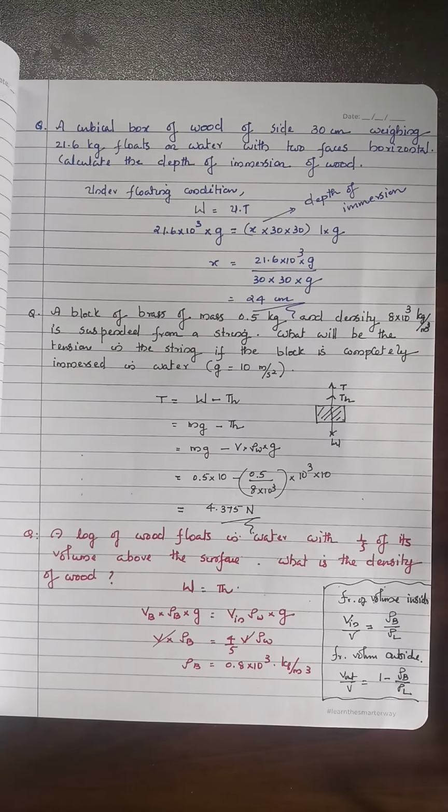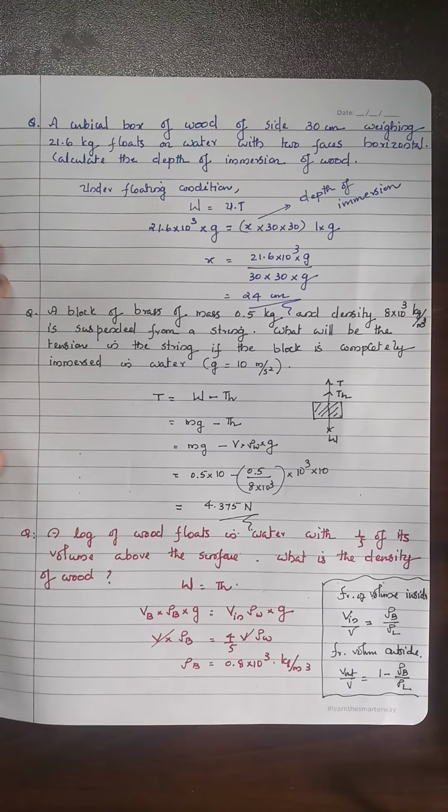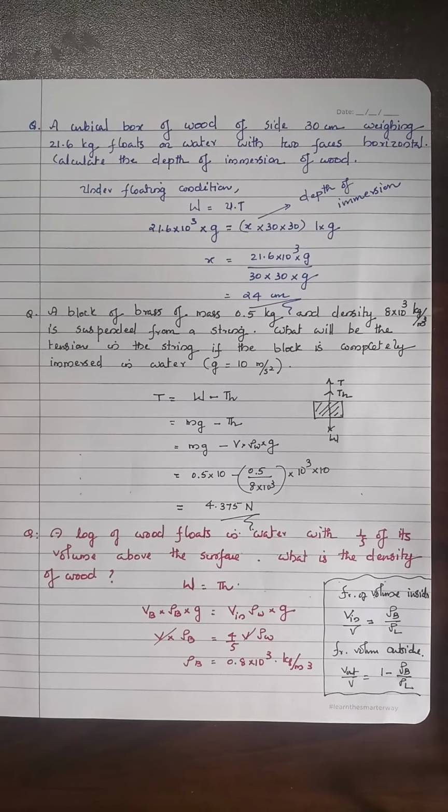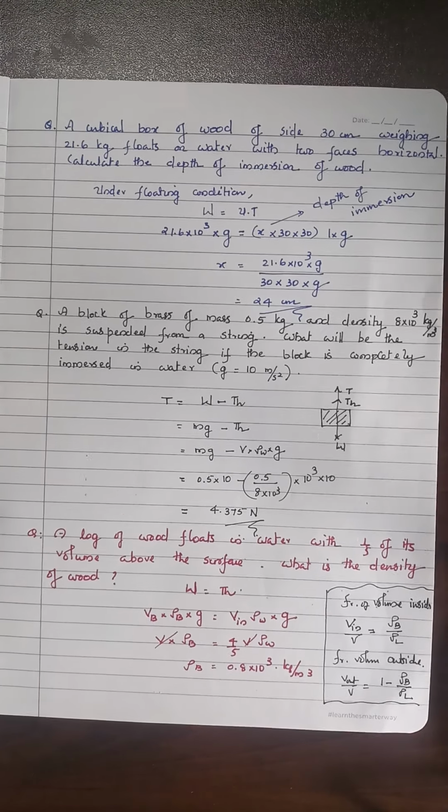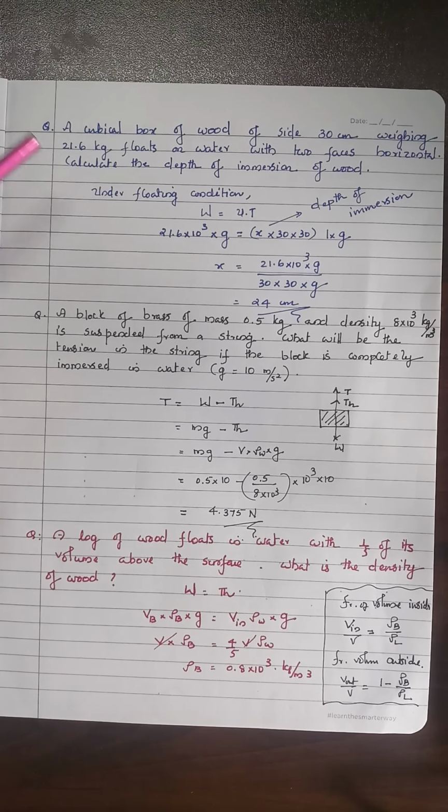See some problematic situations. A cubical box of wood of side 30 centimeter weighing 21.6 kilogram floats on water with two faces horizontal. Calculate the depth of immersion. You know the floating condition. The weight should equal upthrust. So what is the weight? That is nothing but its mass into g equal to upthrust, volume inside. So x is the depth of immersion there. So we can say x into 30 into 30, that is its side. Have to express in terms of CGS, you get the answer.